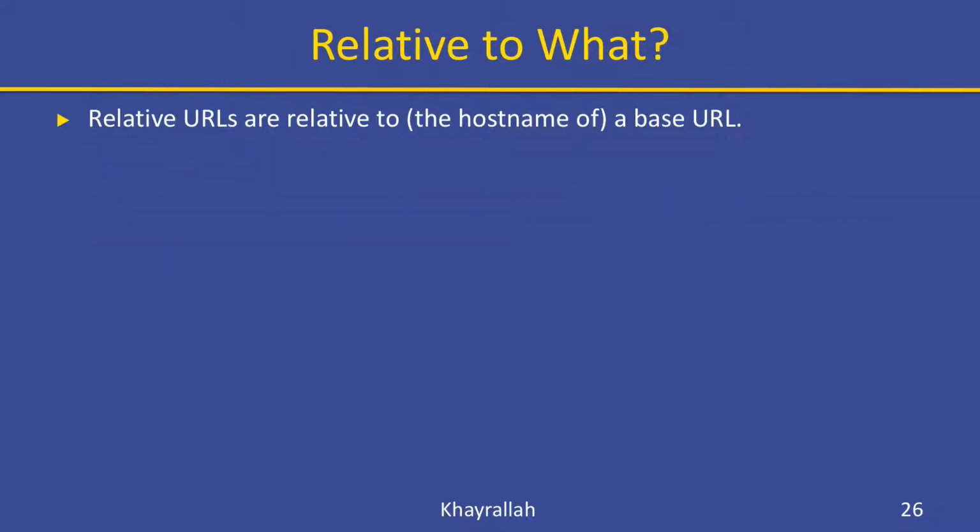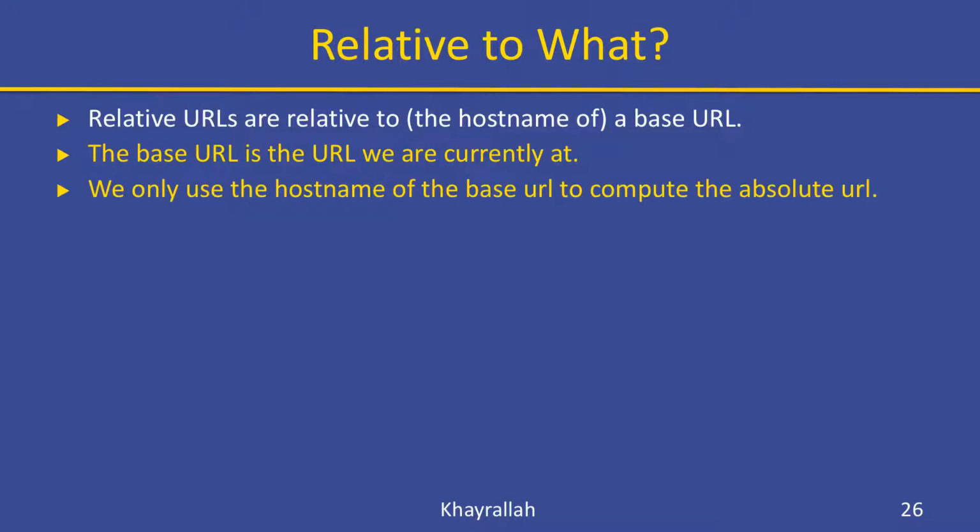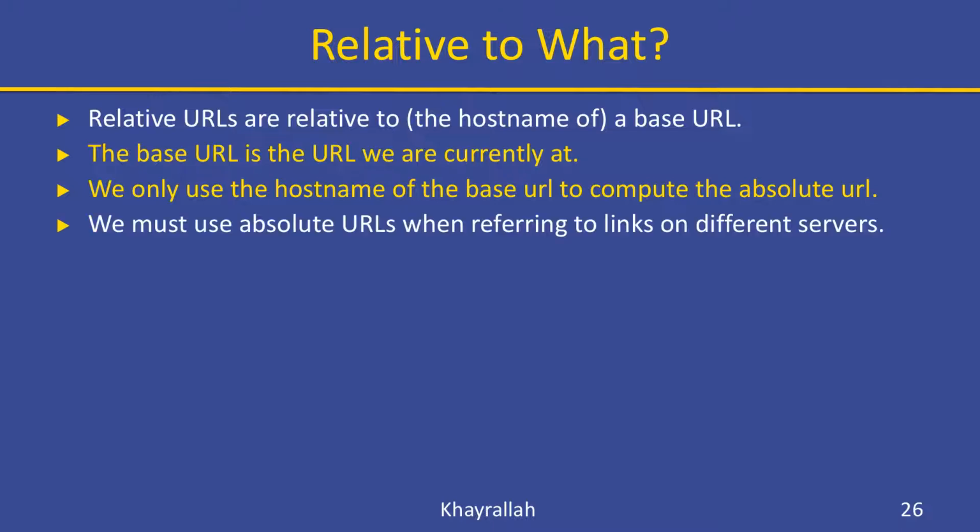So relative URLs are relative to the host name of some base URL. The base URL is the URL we are currently at. Note that we only use the host name of the base URL to compute the absolute URL. If the base URL includes a path, we ignore that path. We only take the host name from the base URL, and then we construct our relative URL. When links are on different servers, we have to use absolute URLs. There's no choice in that.